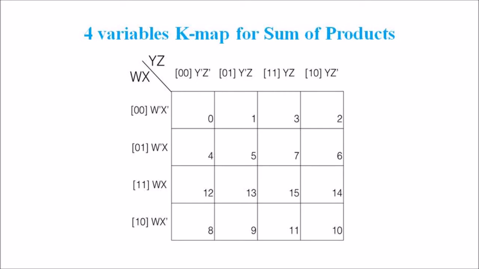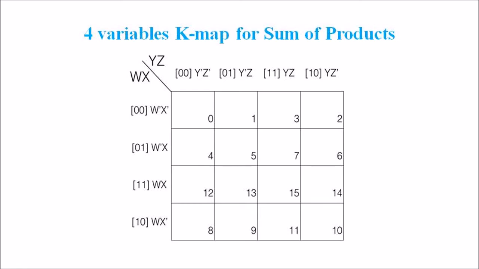In this case, the numbering scheme is 0, 1, 3, 2 in the first row, 4, 5, 7, 6 in the second row, 12, 13, 15, 14 in the third row, and 8, 9, 11, 10 in the fourth row. As we discussed earlier, this rearrangement or shift in numbers is done in order to ensure that only one variable is changing while we are traveling from left to right or from top to bottom.